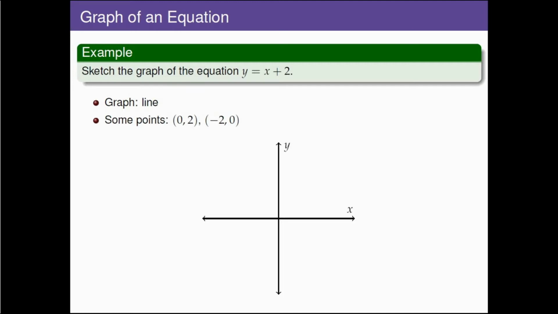We now sketch the graph on the xy plane. We plot the points (0, 2) and (negative 2, 0). Connect these 2 points to form the line.